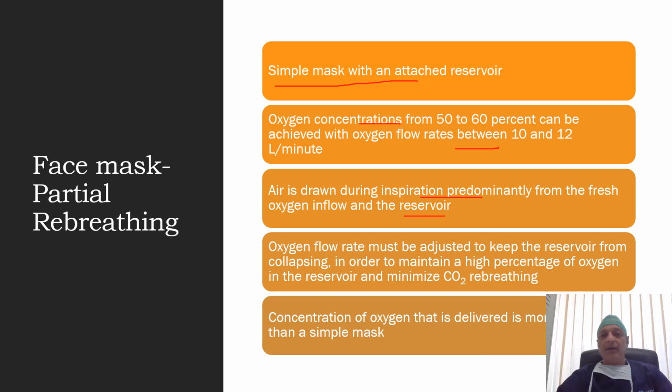reservoir. This is the reason that the oxygen flow rate must be adjusted to keep the reservoir from collapsing, in order to maintain a high percentage of oxygen in the reservoir and minimize CO2 rebreathing. Because whenever the patient exhales, there is a chance that the exhaled air will go into the reservoir, and it will dilute the oxygen concentration, and it may be the reason for CO2 rebreathing.